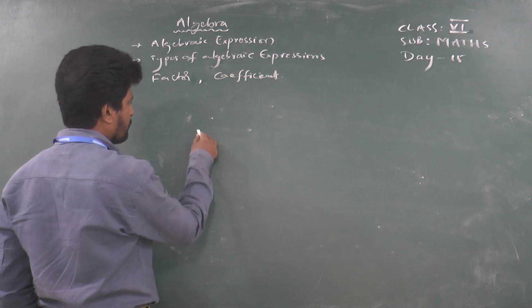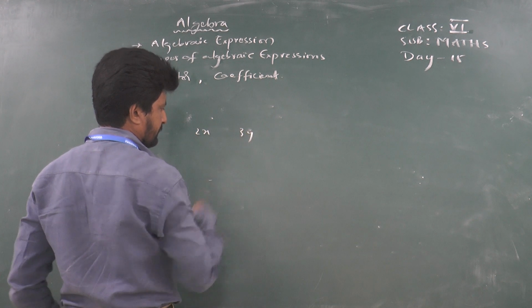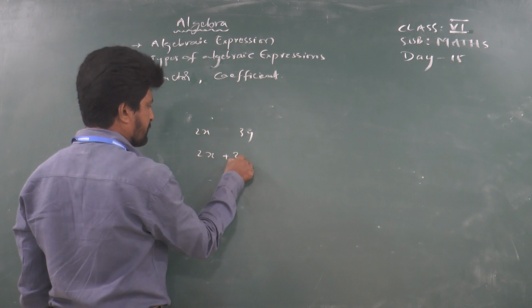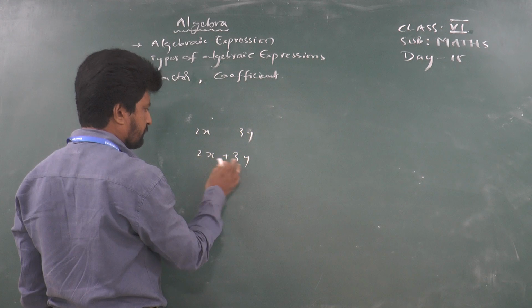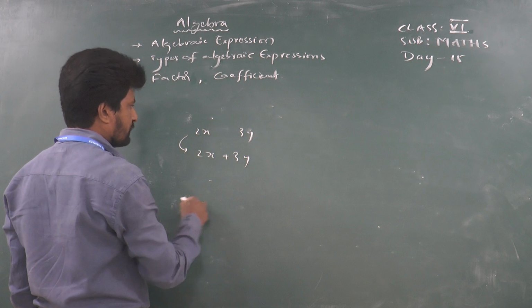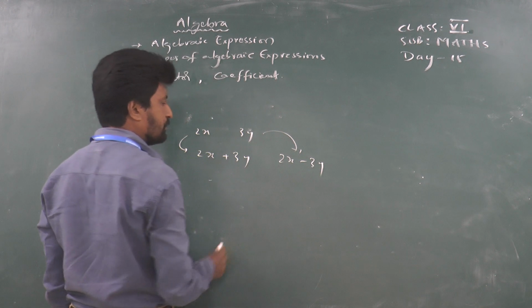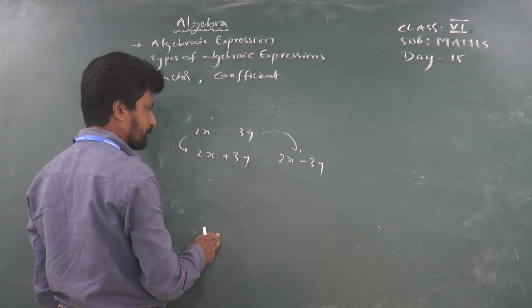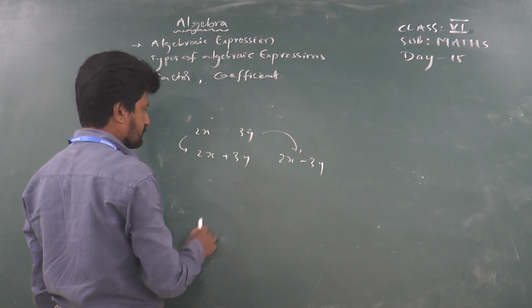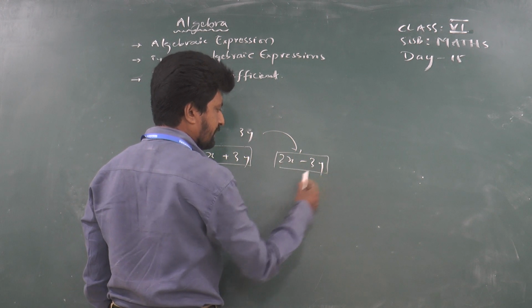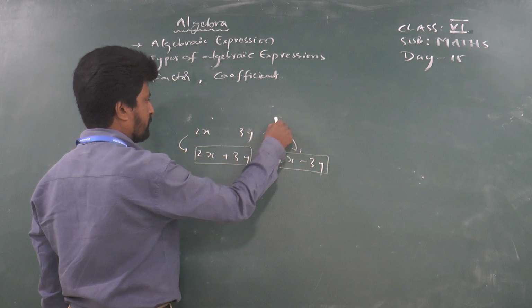For example, 2x and 3y. Suppose two terms we have taken. Now 2x plus 3y. By using the operation addition, we connected both of them. And also 2x minus 3y. Here by using the operation minus, that means subtraction, we connected both the terms. Now this is said to be an algebraic expression. This is also an algebraic expression.